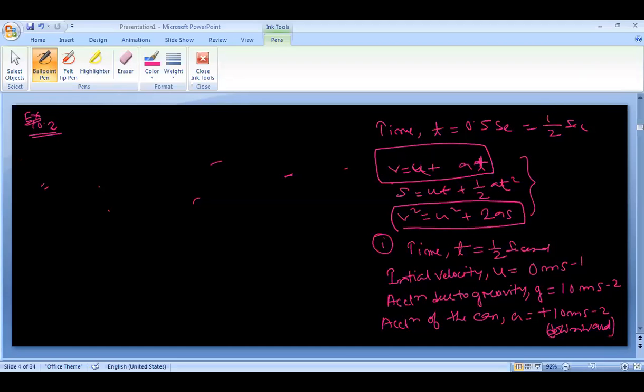So now write down. We know that v is equal to u plus at. Now put the value of u as 0. Then what is the value of a? Quick, be fast. 10 meter per second square. What is the value of t? Half second. Now 2 fives are 10, so it will be 5.